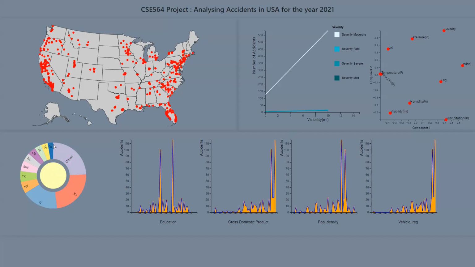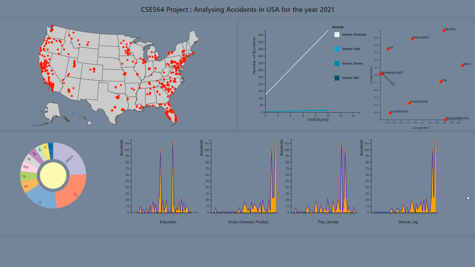Finally, the bottom right area shows us why the accidents took place. They analyze the long-term reasons behind the occurrence of these accidents. Hence, using this dashboard, we answer three main questions which are fundamental to any analysis: how, where, and why.